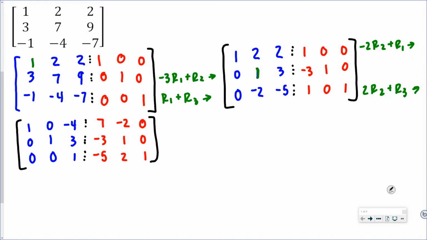Almost done. Now I'm going down to my last row. Leading entry needs to be a 1. Oh, this is a nice one. That's done for me, so then I just need to make zeros above it. Again, I'm trying to make the blue one the identity matrix. So -3 times the row with the 1 in it, plus the row itself.